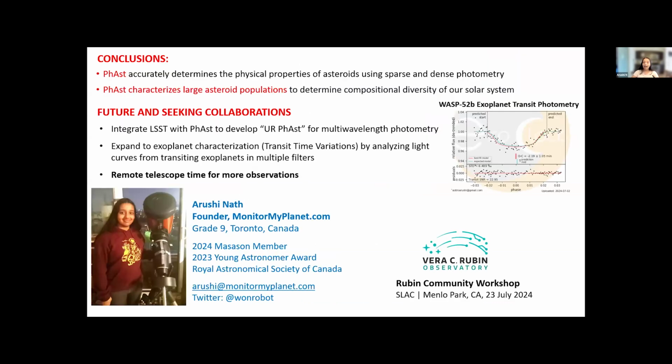So in conclusion, my algorithm PhAst was able to accurately determine the physical properties of asteroids using sparse and dense photometry and apply them to characterize large asteroid populations. In the future, I would like to improve PhAst to UR-PhAst using multi-wavelength photometry and expand it to exoplanetary characterization by analyzing transits of exoplanets. In addition, I'm always looking for more observation time on remote telescopes. So if you or your organization has any time available, please let me know.